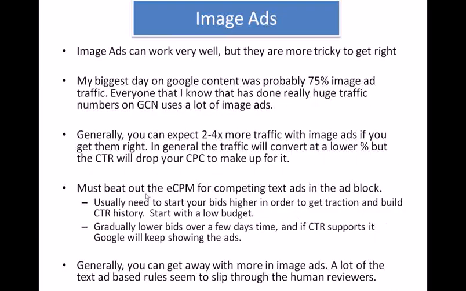And then this note here is that you need to beat out the effective CPM for competing text ads in an ad block. What that means is that Google is displaying text ads in the same sorts of ad blocks as they are with an image ad. No matter what the size is, either text ads or image ads can go there. So in order for your image ad to show, Google has to determine that the image ad, even just being a single ad in that block, gets not more clicks than the text ad would for the number of impressions, but the effective CPM that Google is getting out of their advertising inventory.